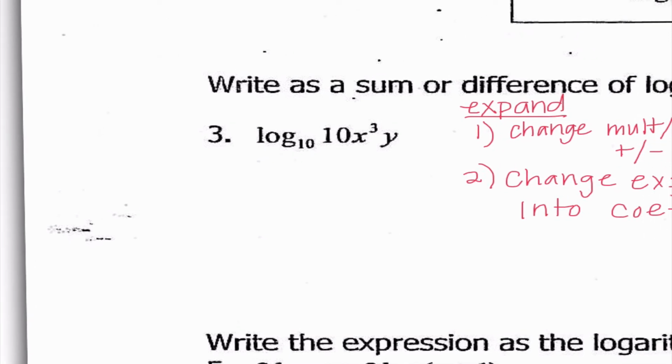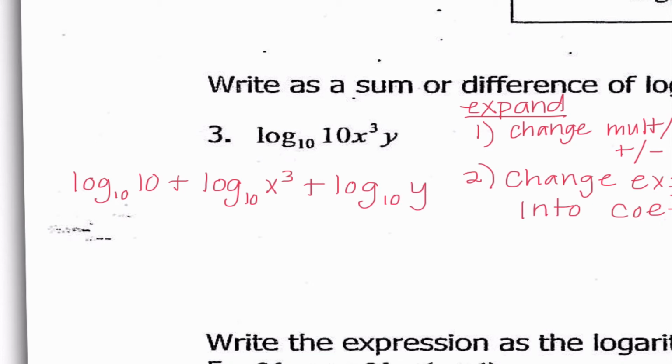Number 3 says log base 10 of 10x cubed y. So I'm going to go ahead and I notice that we have 3 things that are being multiplied, 10, x cubed, and y. So when I split this up, log base 10 of 10 plus log base 10 of x cubed plus log base 10 of y.